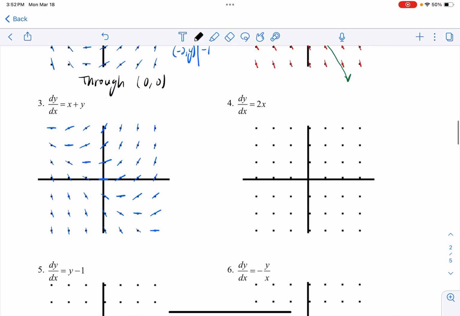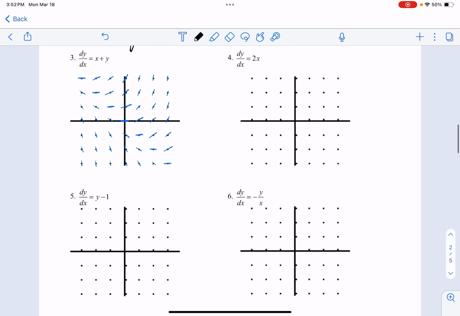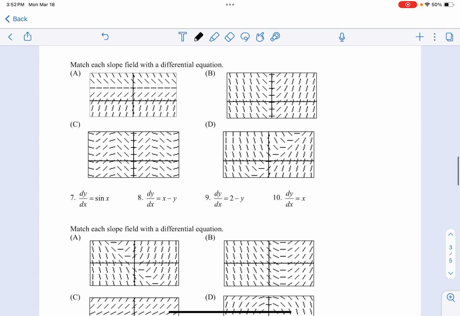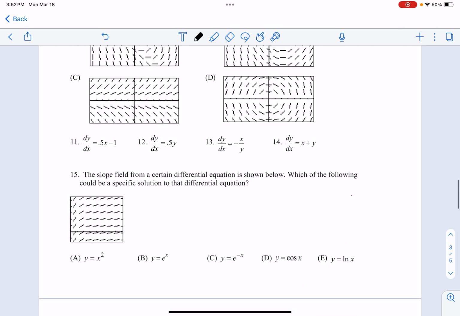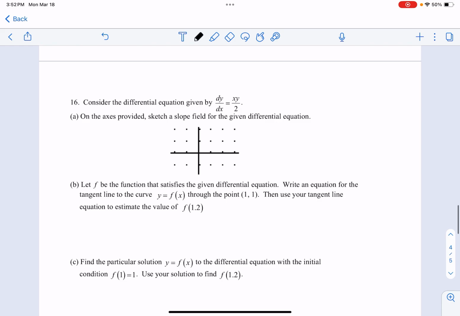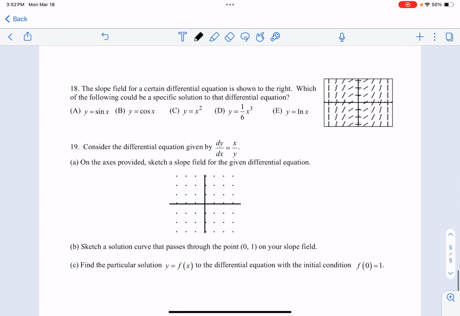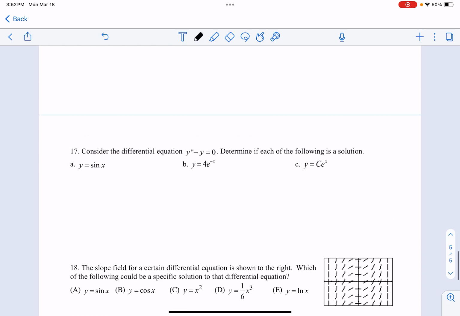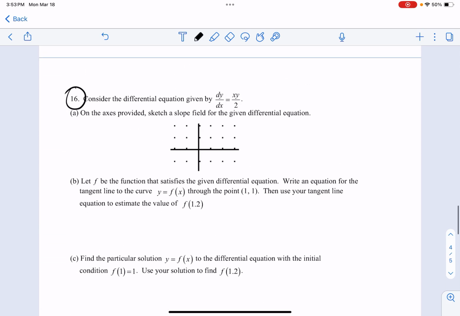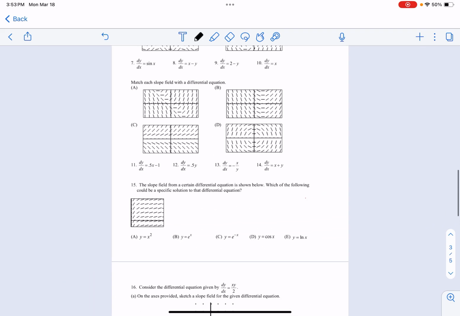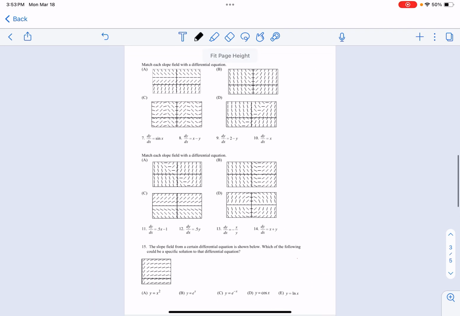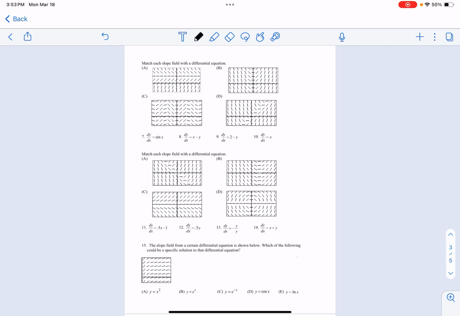Okay, I leave the rest of these 3 for you to do on your own. I'll have the solutions posted on Canvas. I also want you to complete the multiple choice problems on the next page through 15. You do not need to do anything past 16; 16, 17, 18, and 19 we will do together in class. Okay, so I just need you to do the problems on this page. And I will have those solutions on Canvas as well.